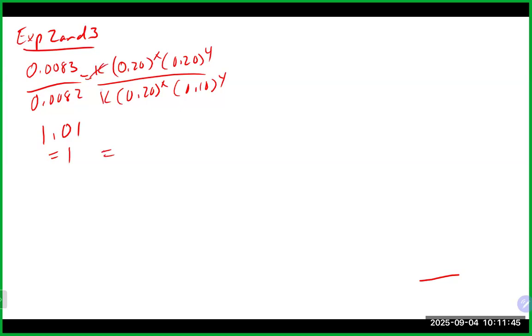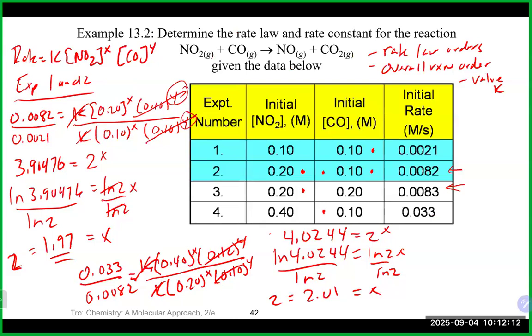And that will get you here. These guys would cancel and give you 2 to the y. That means in this particular case, y would equal 0, right? And again, if you're not sure, you can take the natural log of both sides and divide them out, and you'll get basically 0.01, which is basically 0. So that is our order with respect to the CO.